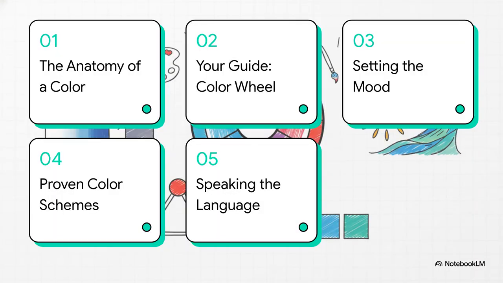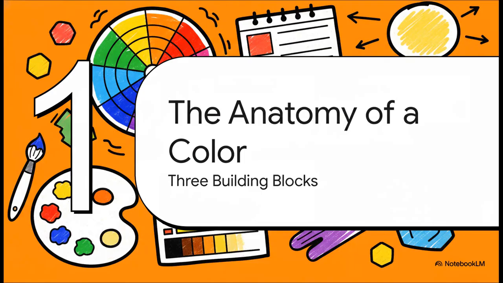So here's our game plan. First, we'll break down what a color is actually made of. Then, we'll build our most important guide, the color wheel. After that, we'll get into the fun stuff, how color sets a mood, some proven formulas for putting them together, and by the end, you'll be speaking the language of color fluently. Let's do this. All right, first things first, the anatomy of a color.